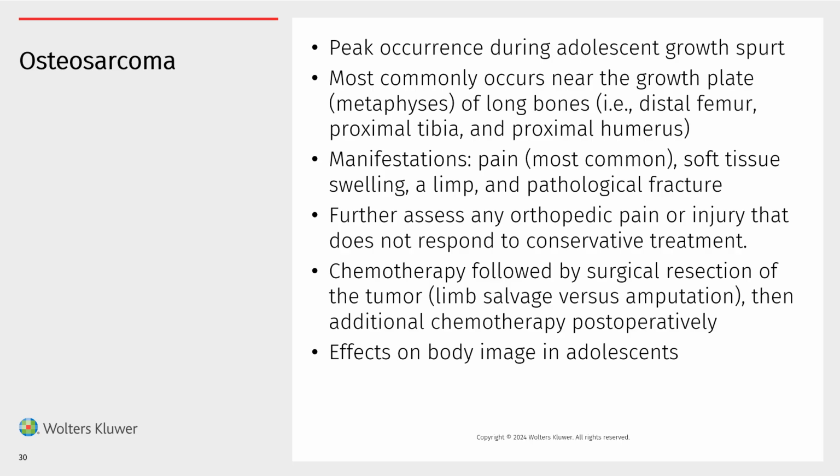Osteosarcoma is cancer of the bone and usually attacks adolescents during the growth spurt. So again, there could be an embryonic latent mishap in the body, and then it just comes about here. It most commonly occurs near the growth plate of the long bones. There's pain, soft tissue swelling, kids will limp, and there could be a pathologic fracture there, like in osteoporosis. Further assess any orthopedic pain or injury. May do chemotherapy, followed by surgical resection of the tumor, and if that can't be done, then amputation would be one way to control a sarcoma.